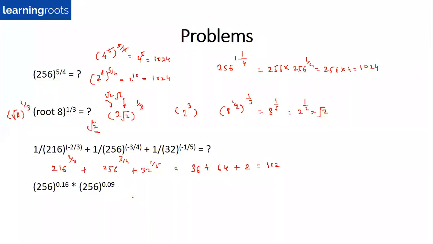And coming to the last question, here it's simple, a raised to m into a raised to n. So this is going to be 256 raised to 0.25. So 0.25 being 1 by 4. So fourth root of 256 is equal to 4. So pretty straightforward questions. Let's go to the next one.